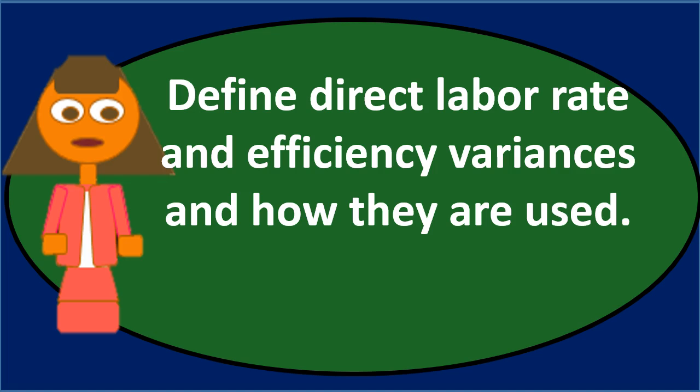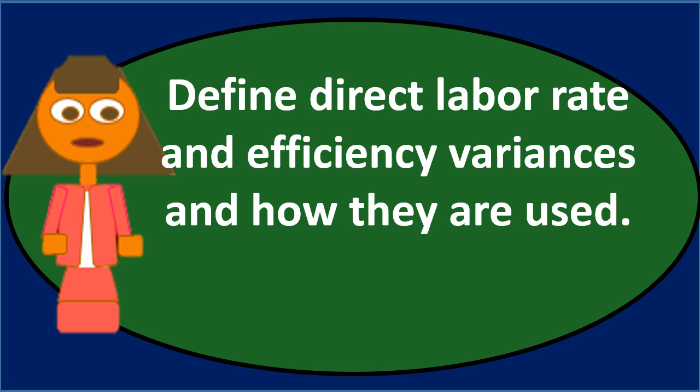In this discussion, we will discuss the discussion question of define direct labor rate and efficiency variances and how they are used. If we see a discussion question or an essay question like this, we typically want to write more rather than less. In an essay question, if we write more, we're more likely to touch on those areas that are looked for in order to give points.